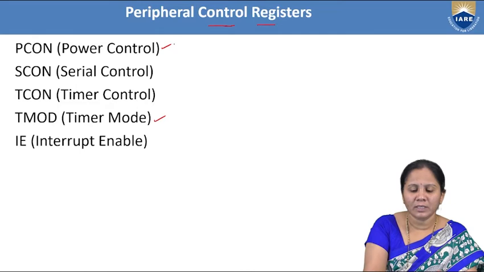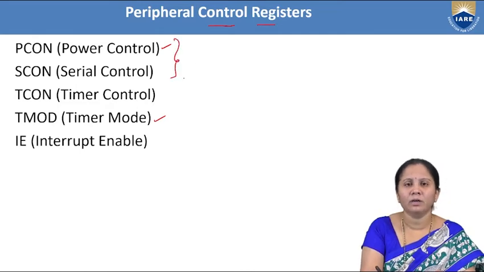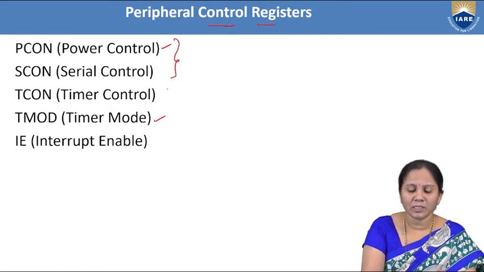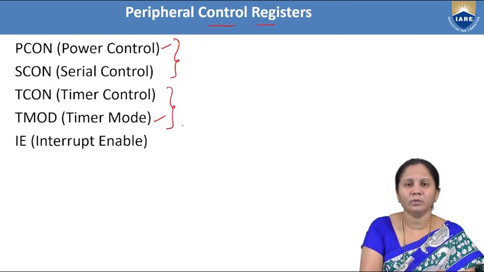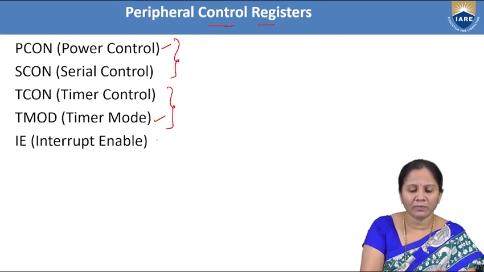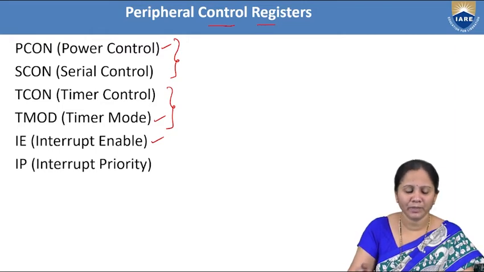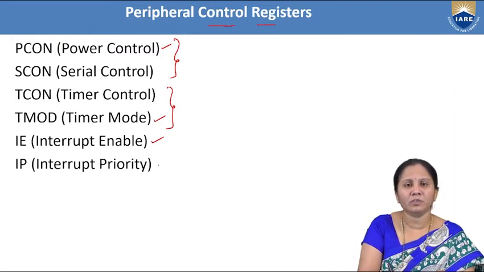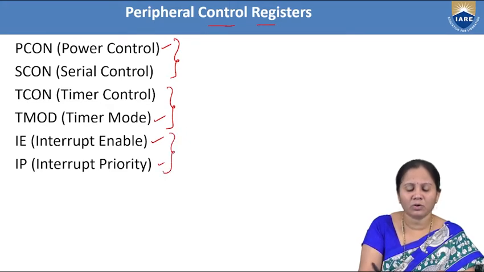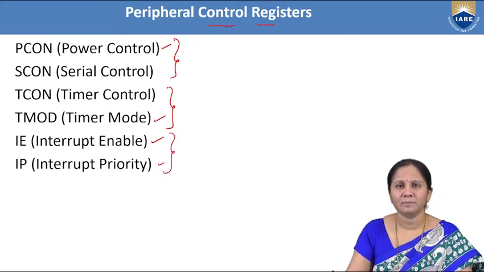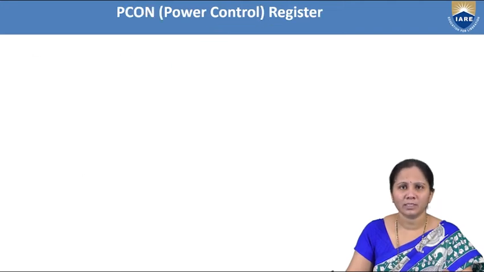Here, these registers are related to serial communication, whereas these two registers are related to timers. Another peripheral control register is IE, which is called interrupt enable. The next one is IP, which is called the interrupt priority register. These two registers are related to interrupts. So these registers are called peripheral control registers.